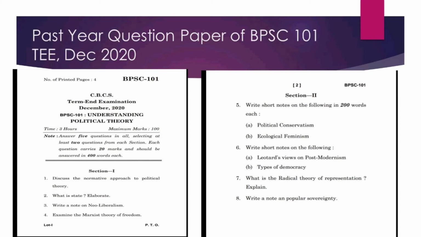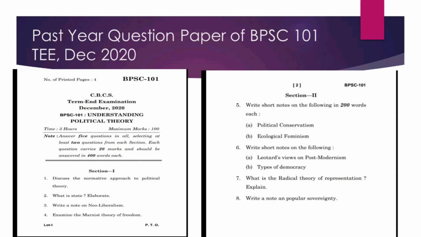So the fifth question is write short notes on the following in 200 words each: A. Political conservatism. B. Ecological feminism. Sixth one is write a short note on the following: Lyotard's view on postmodernism, and types of democracy. Seventh question is what is the radical theory of representation. And the last question is write a short note on popular sovereignty.